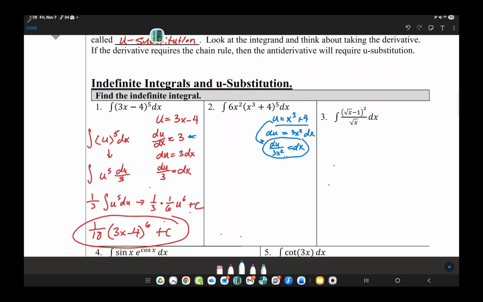Okay, I'm not going to be looking for that middle part. I will be looking for the beginning, and the du over the derivative is equal to dx. So again, basically it's going to be du over g prime of x equals dx every time.